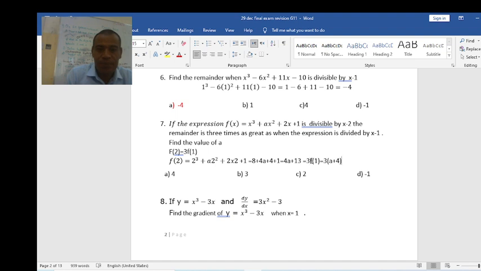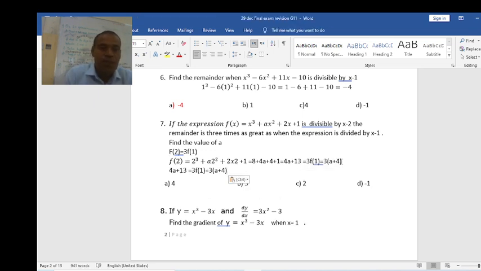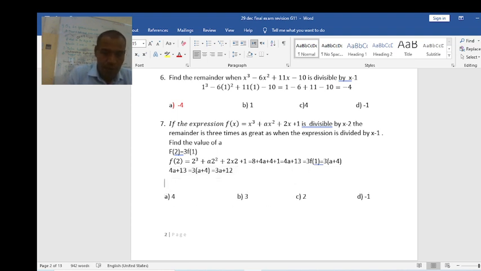Then I will expand this. I will copy and paste the last one down. Now I will multiply 3 by a and by 4. 3 by a is 3a plus 12, equal to 4a plus 13. So therefore, okay, I will erase this one.